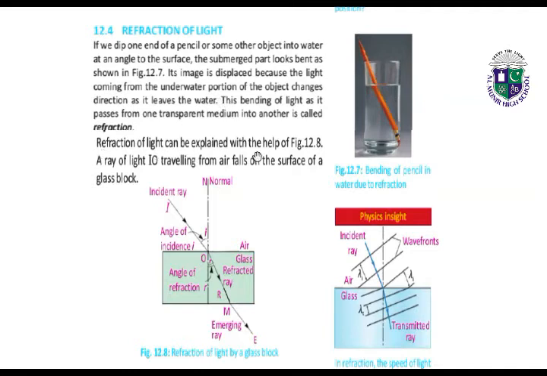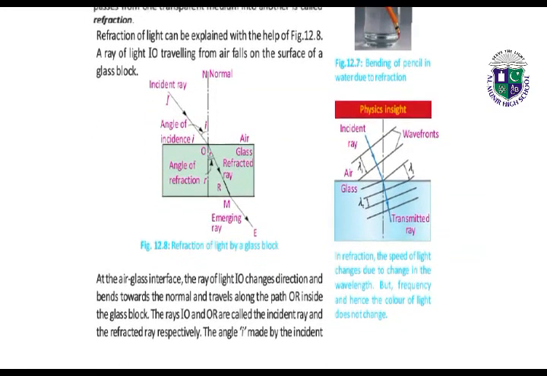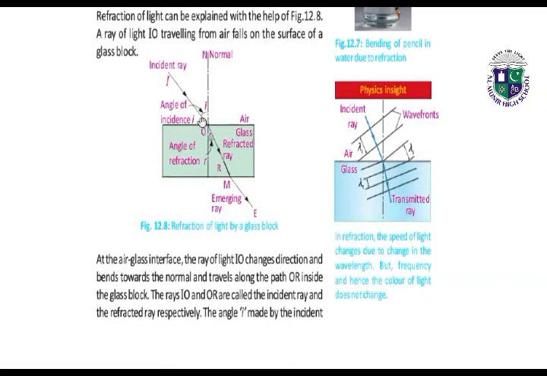Refraction of light can be explained with the help of figure 12.8. Here we have figure 12.8. A ray of light IO traveling from air falls on the surface of a glass block. Here in the middle we have the normal line. This is the incident ray. Here it is making the angle of incidence when it enters another medium. Outside we have the air, next we have the glass medium. Here it will refract, it will show the bending. Here we have the angle of refraction.